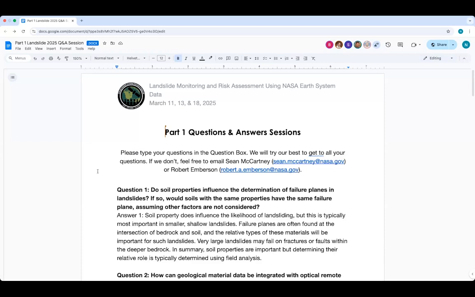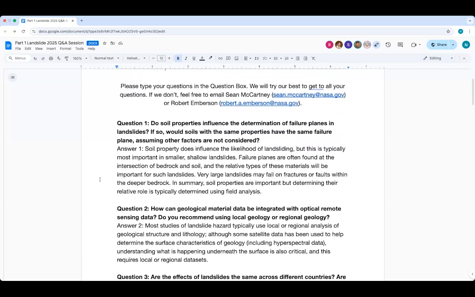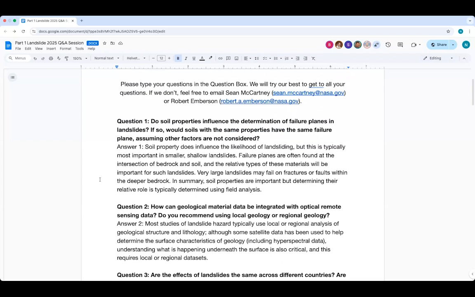So the first question being, do soil properties influence the determination of failure planes in landslides? If so, would soils with the same properties have the same failure plane, assuming other factors are not considered? Rob, over to you.